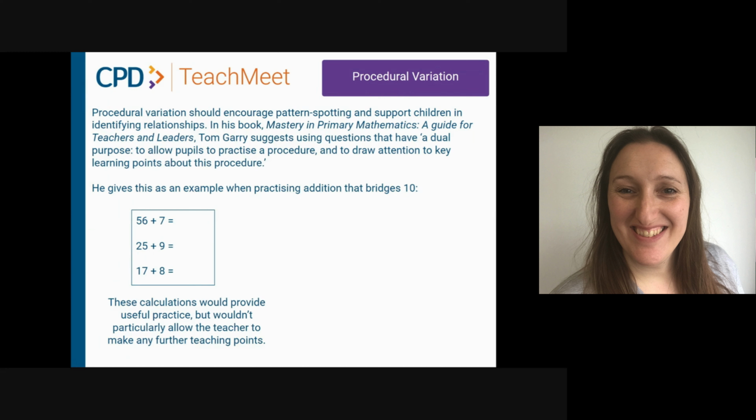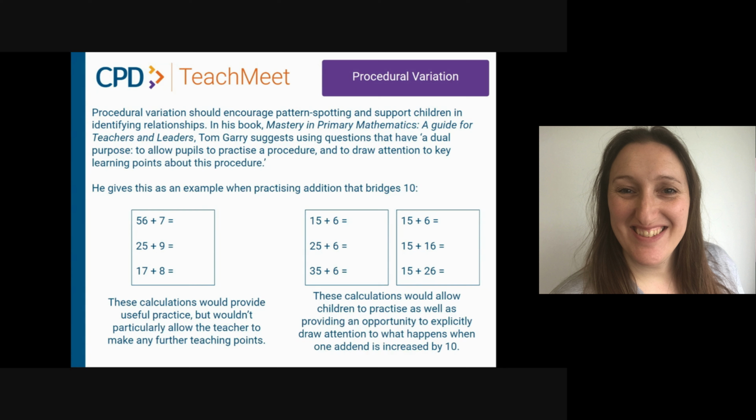But if you're really thinking about mathematical understanding and procedural variation, we're going to think about the order of those calculations. And he then shares this example. So you can see there, those are still calculations that we'll all practice bridging 10. The first set, very much doing that 2 digits and add 1 digit. The second set, slightly different. But by using those calculations, you're allowing children to practice the concept, because that's what they're doing.